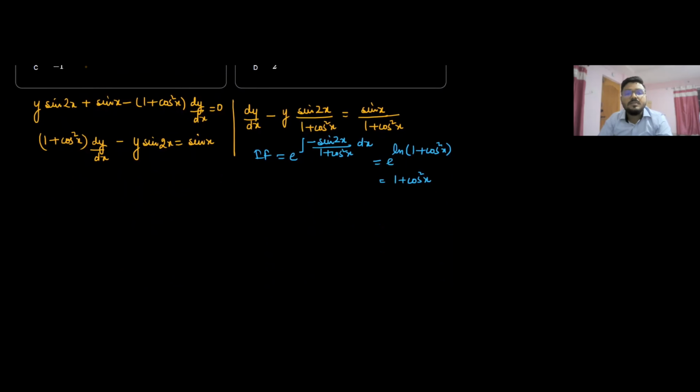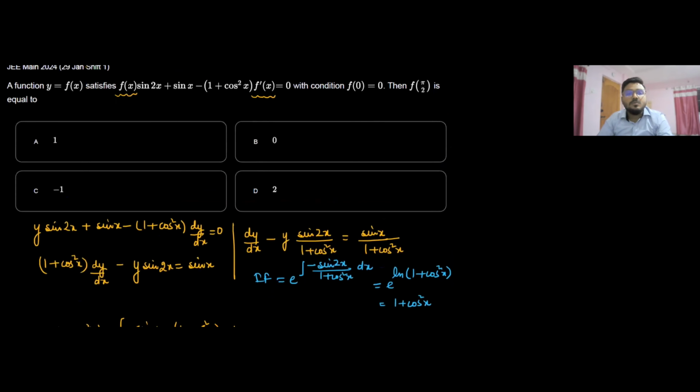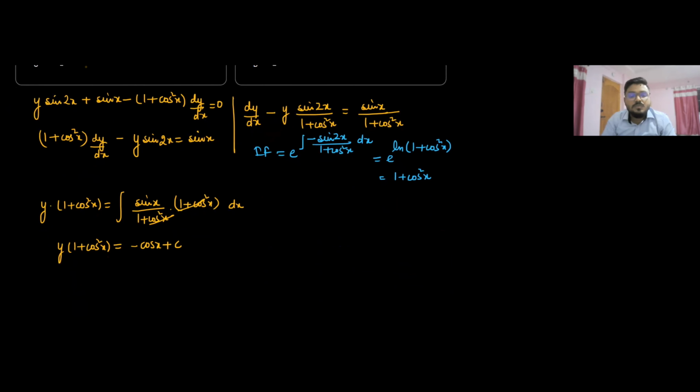So now we are ready to write the solution, that is y into (1 plus cos square x) is equal to whole integral sin x divided by (1 plus cos square x) into (1 plus cos square x). So that means we have y into (1 plus cos square x) equal to integral of sine will be minus cos x plus c. Now the passing point is (0, 0). So put y 0, x is 0, cos 0 is 1, means c value is 1. So now my solution is y times (1 plus cos square x) equal to minus cos x plus 1.